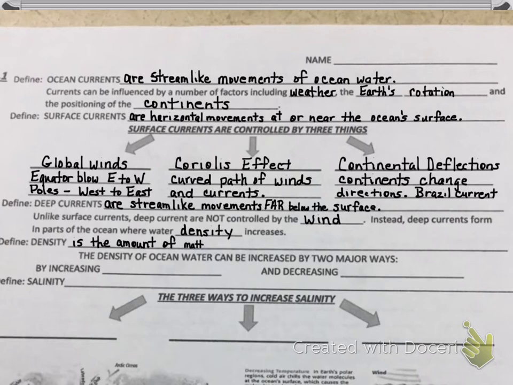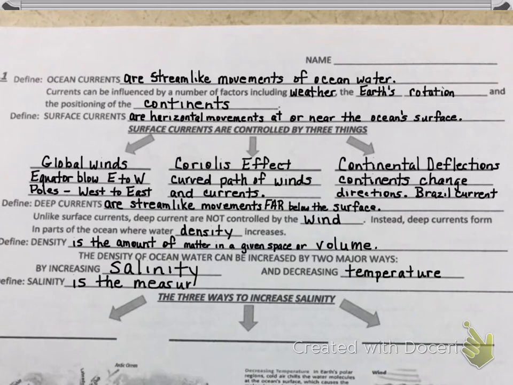by where density increases. Now, density is the amount of matter in a given space or volume. And the density of ocean water can be increased by two major ways. One way is by increasing salinity, and the other way is by decreasing temperature. Now you say, what is salinity? That's how much salt, dissolved salts or solids, there are in a liquid.